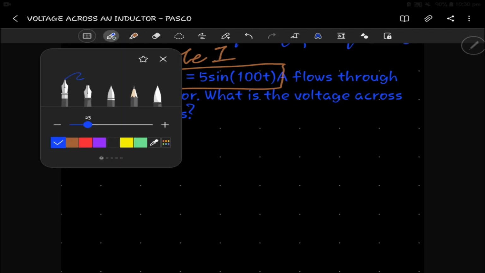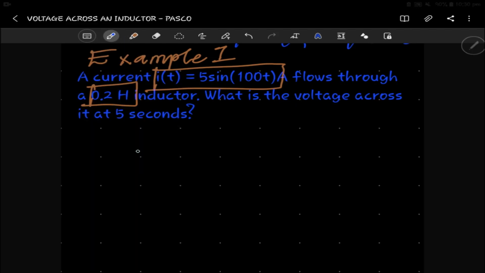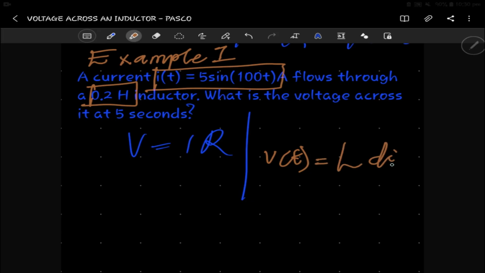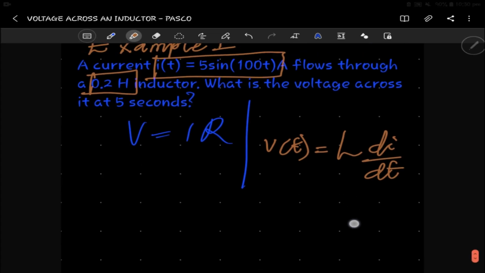So clearly, because this is sinusoidal, we can't use V = IR, which is when we use direct current. Rather, especially where we have an inductor, the equation we use is V, the sinusoidal voltage that we're looking for, is equal to the inductance times di/dt. So that's what we need to do.